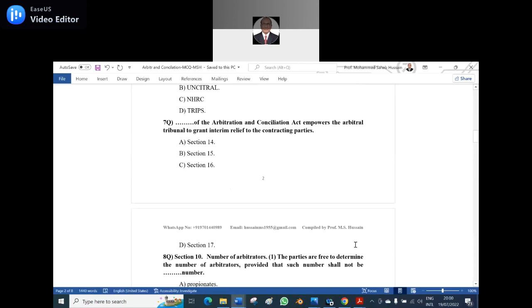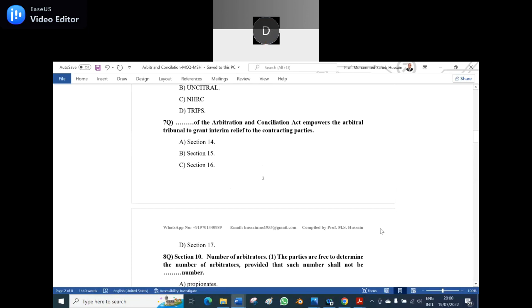Then the seventh question. Dash of the Arbitration and Conciliation Act empowers the arbitral tribunal to grant interim relief to the contracting parties. A. Section 14. B. Section 15. C. Section 16. D. Section 17. Option C, sir. Wrong. It's option A, sir, Section 14. Wrong.